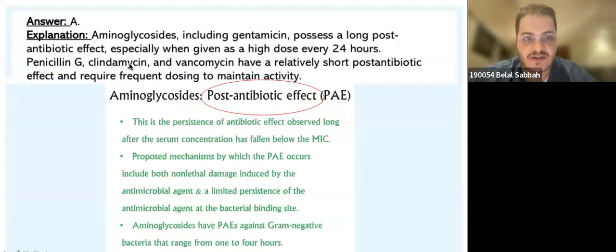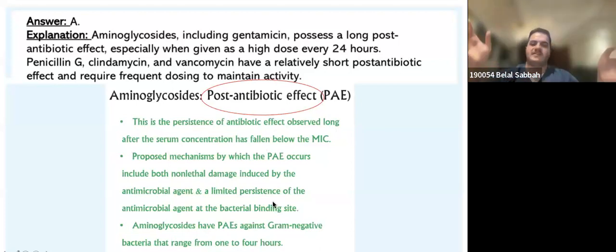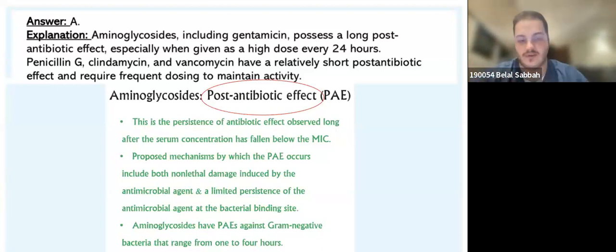And just for the quick explanation, aminoglycosides, including gentamicin, possess a long post-antibiotic effect, okay? Especially when given at a high dose every 24 hours. The other drugs have short post-antibiotic effects. So as you guys said, after falling below the MIC, it still does damage. But just to make it not sound Chinese, it's just how long the drug can last doing damage to the bacteria after you take the pill. That's all it is.